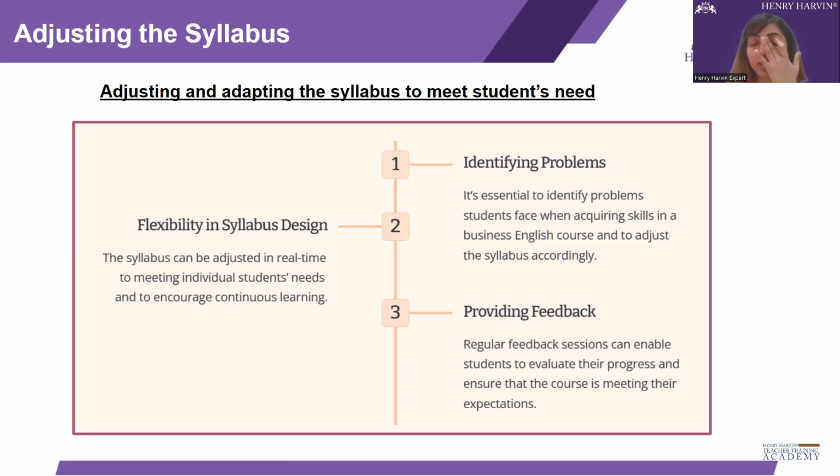And you should also be good enough, first of all, at identifying the problem. Until you identify it, you will not realize that, fine, I think this is a major problem. I had not realized it in my need analysis initially. Now I think this is the problem and I need to add it to my syllabus. And then you provide the feedback also. So that is what adjusting and adapting the syllabus to meet the students' needs means.